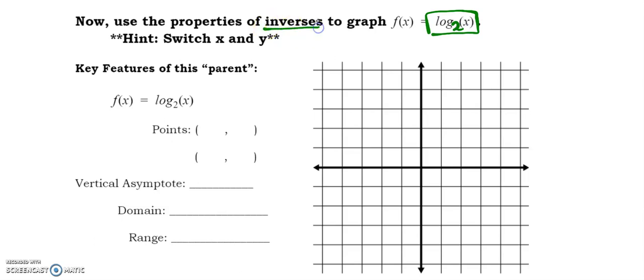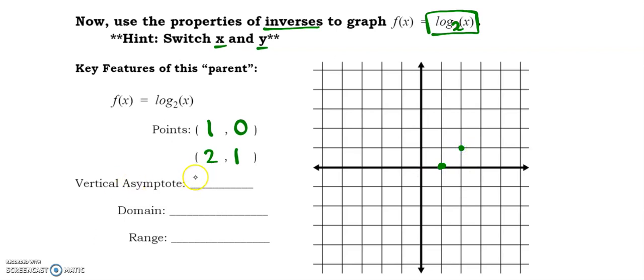If we're going to use inverses, remember the first step to finding an inverse is to switch x and y. So on the other one, we had the point 0, 1, which means if I switch my x and y, I'm going to have the point 1, 0. On the other one, because we had a base of 2, we went through the point 1, 2. Here I'm going to go through the point 2, 1. So 1, 0, 2, 1.